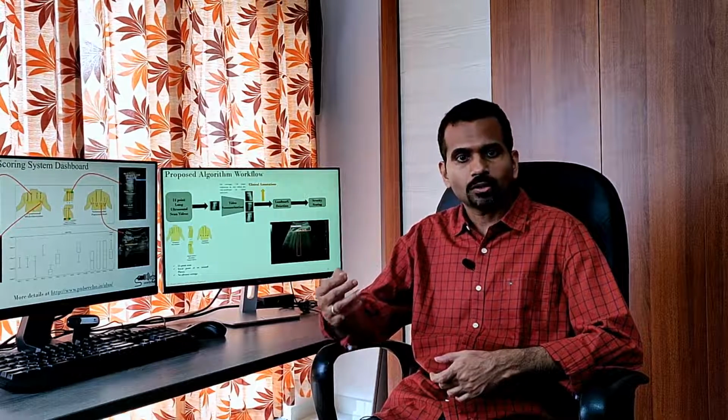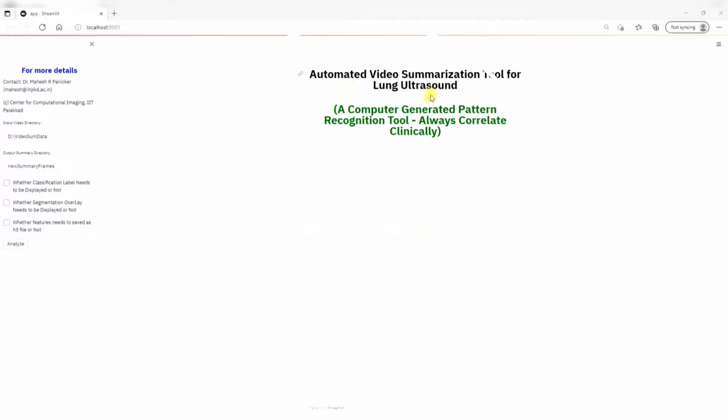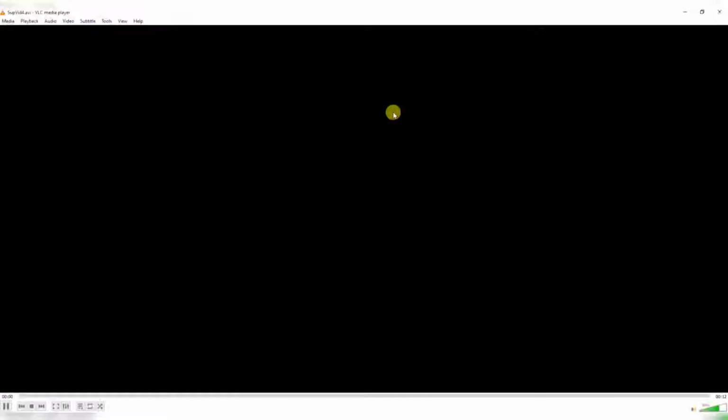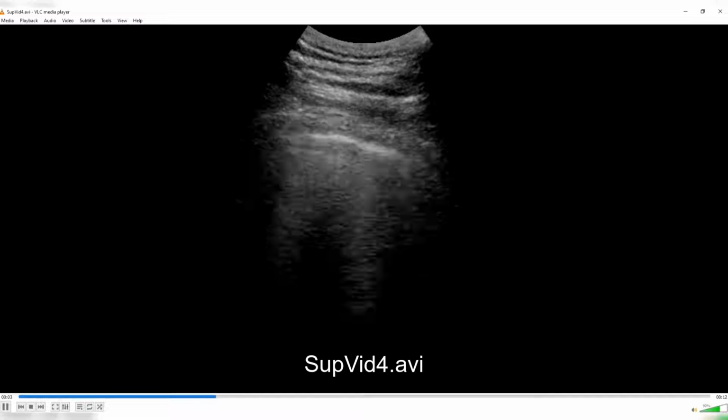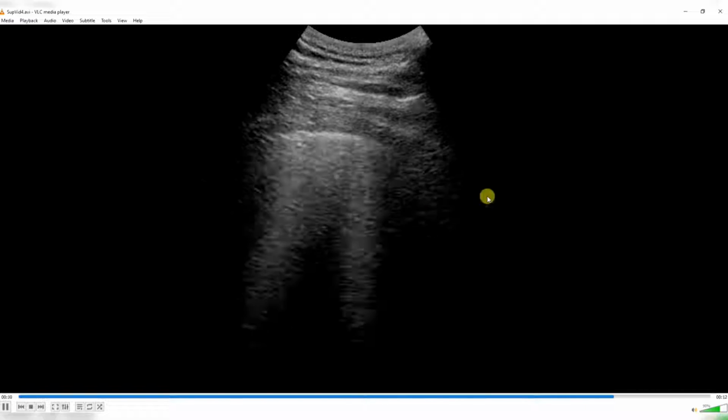That is subsequently used for all the analysis in this study. The next important step is the video summarization step. This is important because imagine a single point of lung ultrasound scan. We have 14 points, out of that a single point. If you think about it, a 30-second scan at 30 frames per second will contribute to something like 1000 frames of ultrasound video from a single point. So if you have a 14-point scan, that means 14,000 frames.